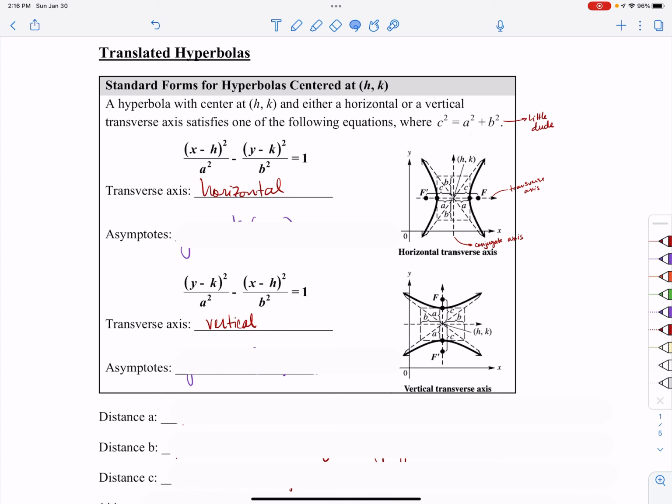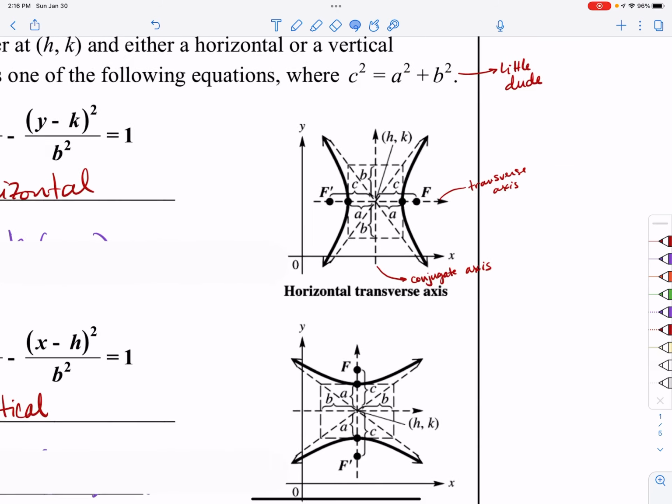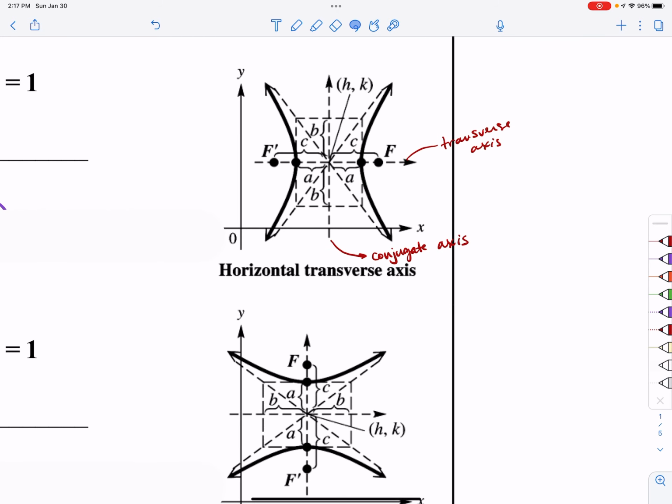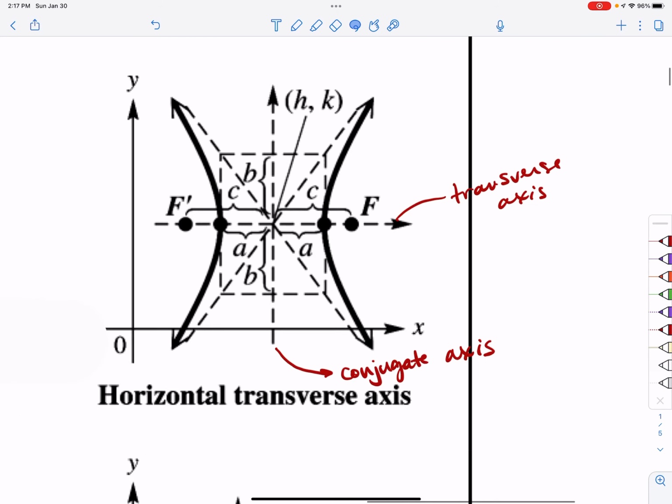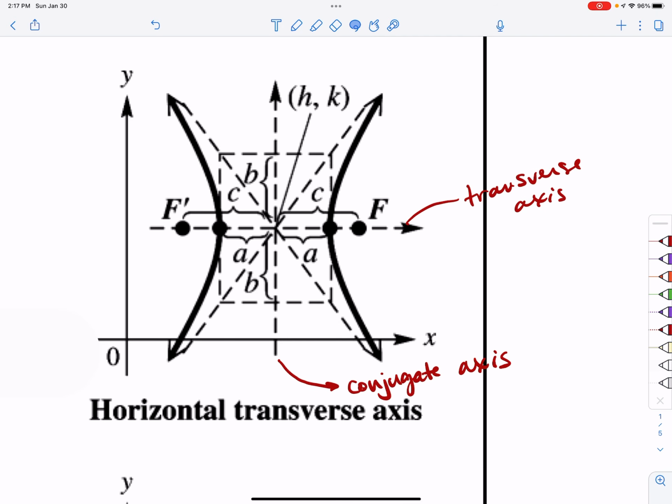Notice that I have 2 pictures here. One has a horizontal transverse axis, and the second one has a vertical transverse axis. The other way that I'll be talking about that is, is it going to open up horizontally, or will it open up and down vertically? So which direction does it open? So a couple of comments that you'll notice here, a couple of things to point out.